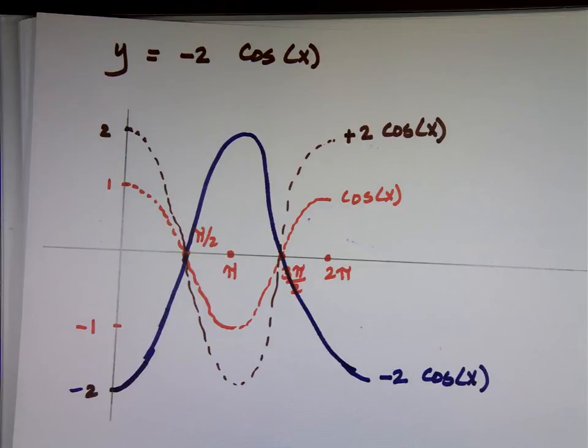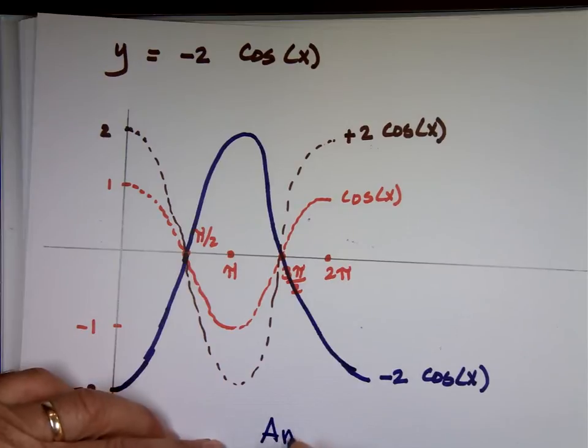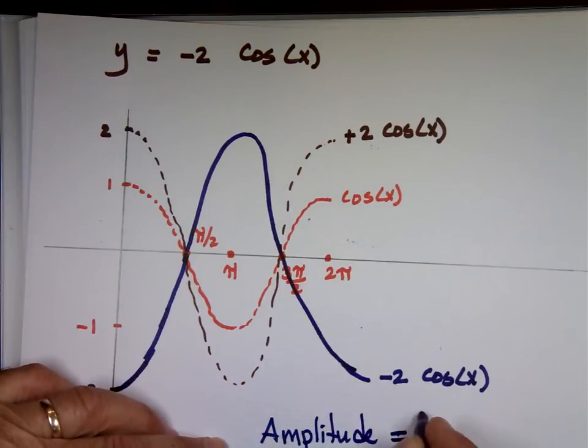So the amplitude is still positive. The amplitude, good question, still what? 2. Because it's always the absolute value of negative 2, and that is a 2.